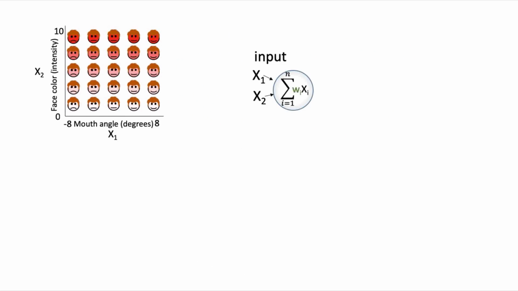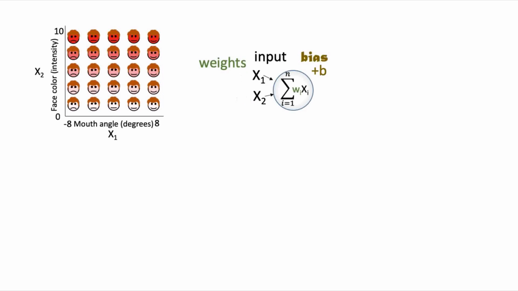Let's remind ourselves again, the perceptron model needs to find a weight value for each dimension of the input. So now we have two-dimensional input, which is x1 for mouth angle and x2 for face color. The perceptron needs to find two values of W, W1 and W2. The W1 is going to be the weight for the mouth angle input. W2 is going to be the weight for the face color intensity. There's also the unique bias value that the perceptron needs to find.